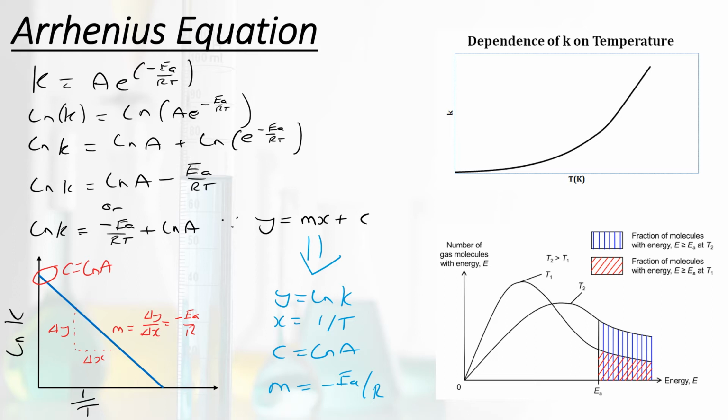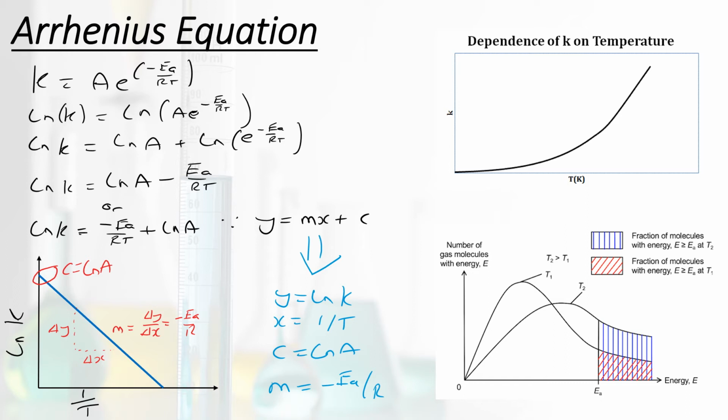So we have ln k is negative Ea over RT plus ln A, and that matches the form of a straight line equation, y equals mx plus c. And then we can plot y as our ln k, x as 1 over T. That leaves our intercept, our y-intercept c, as being ln A. Remember that A was the pre-exponential factor, the number of collisions that happened, irrespective of whether they were successful or not. And then that leaves our gradient as being everything else we haven't touched here, which is the negative Ea over R.